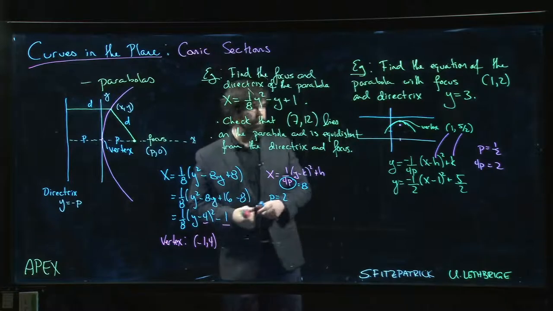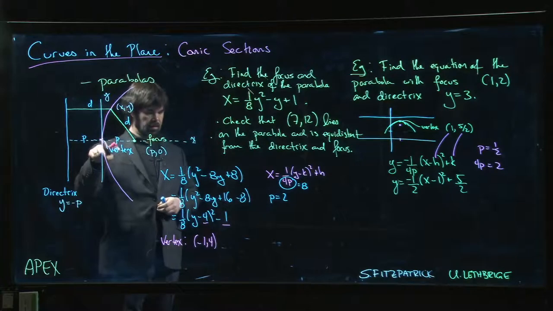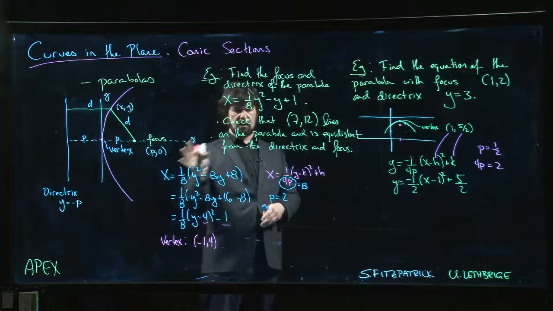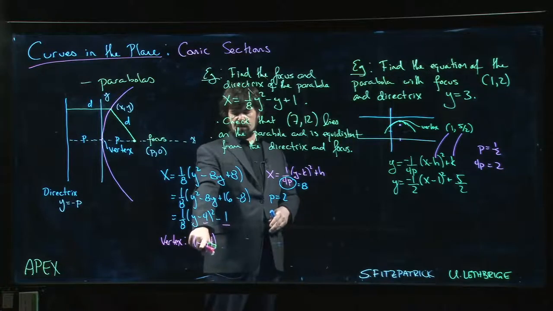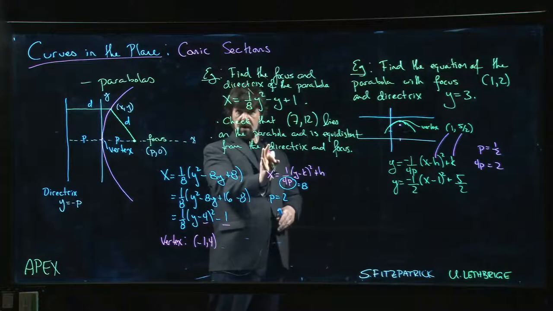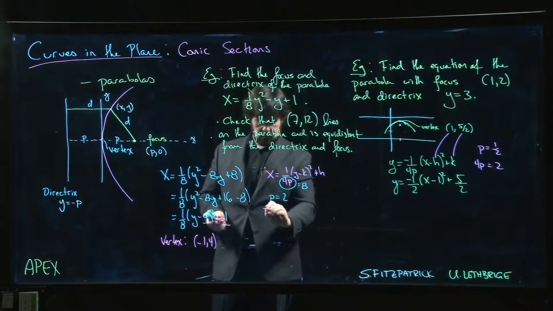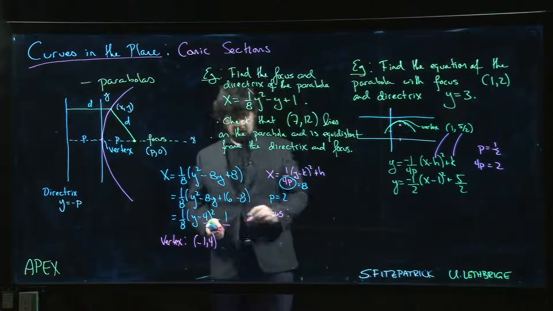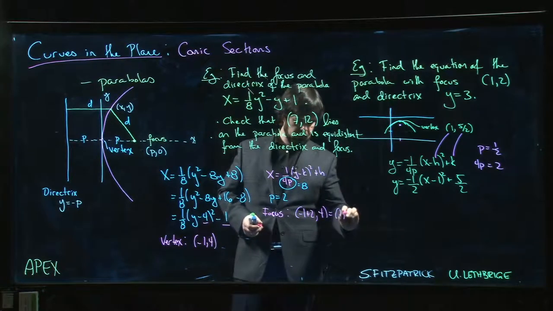Once we have p, we can use that now to figure out the focus. We've got the vertex. The vertex is at minus 1, 4. We know that our parabola is opening to the right, given the form here. So we start at x equals minus 1. If we go 2 units to the right, we'll get to the focus. So the focus is going to be at minus 1 plus 2, 4, so that's the point 1, 4.